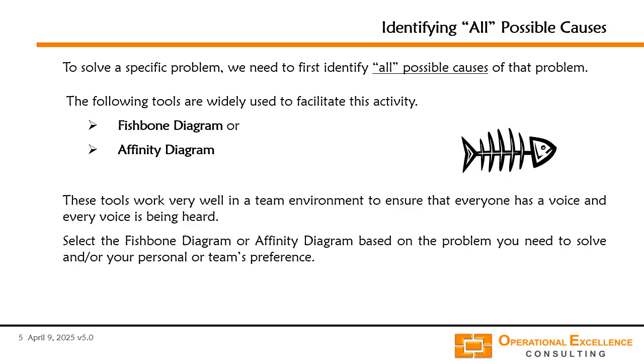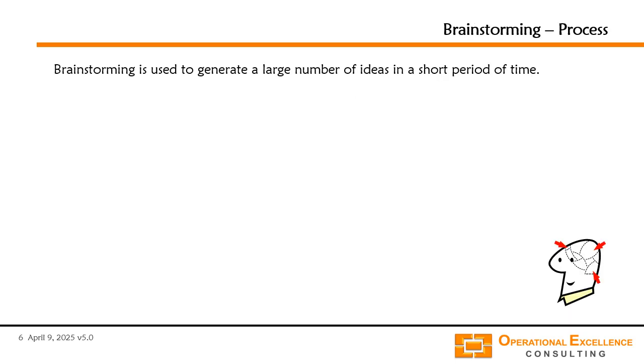After developing a clear problem statement and problem description for the problem we are trying to solve, we need to identify all possible causes of that problem. Usually, this can be accomplished by using brainstorming and the fishbone diagram or the affinity diagram. In this session, we will discuss the use of the affinity diagram. Both tools, the affinity diagram and the fishbone diagram, require the team to organize a brainstorming session. Here you see a general procedure for a brainstorming session.